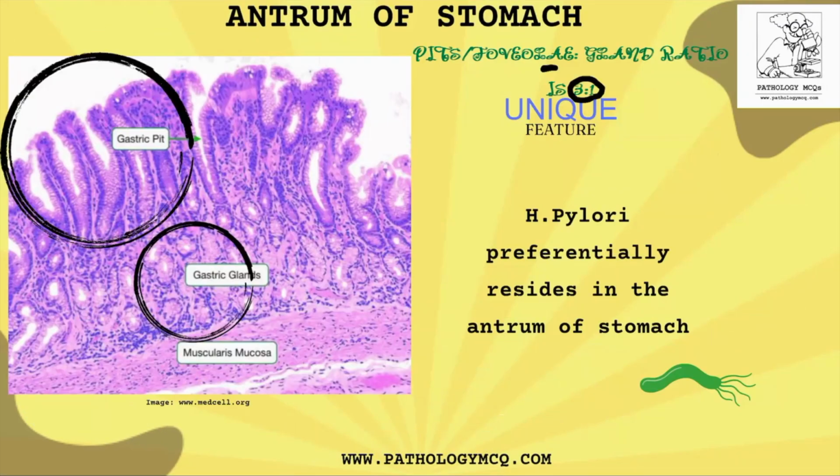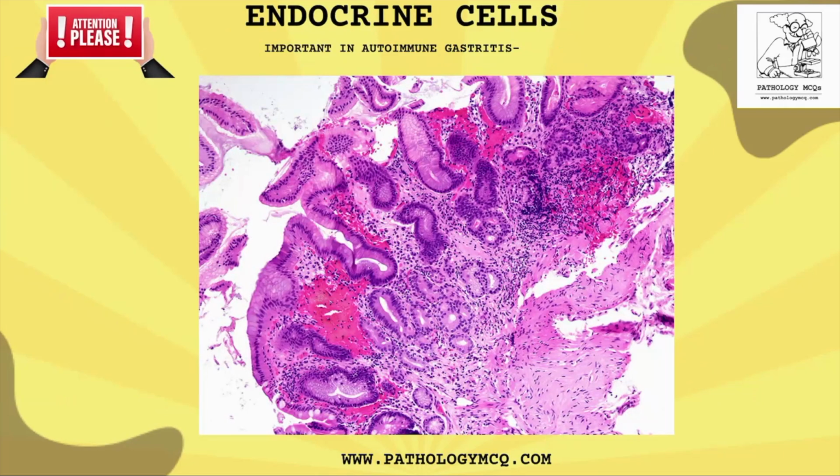So H. pylori is an organism which preferentially resides in the antrum of the stomach, and usually you get an antral biopsy to identify these organisms. What is the significance of endocrine cells?